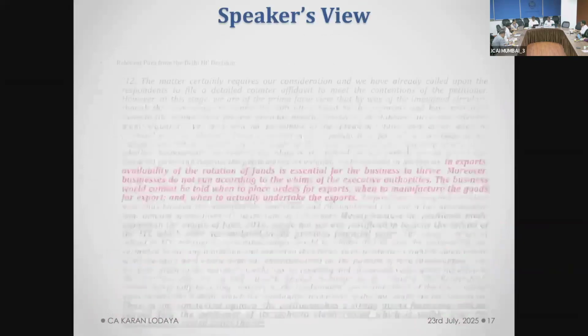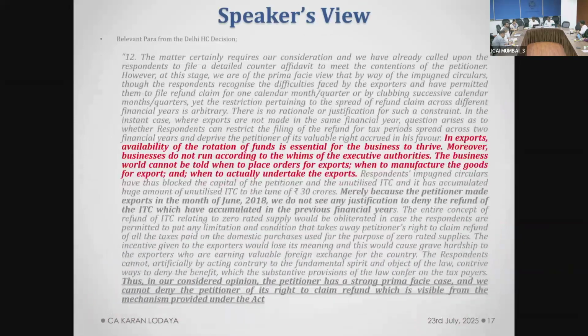Sir, there's one direct judgment on this of the Delhi High Court, wherein, in export, availability of rotation of funds is essential for business to thrive. Moreover, business does not run according to the whims of executive authorities. The business world cannot be told when to place an order for export, when to manufacture the goods for export, and when to actually undertake the export. Therefore, they have held that you will be entitled to the refund claim. After this judgment only they opened it up. Yes, they amended their circular also.